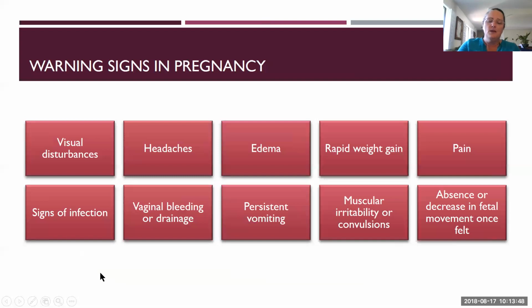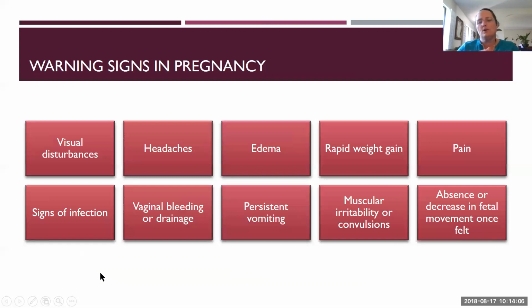Sometimes after an exam, when a patient wipes, there'll be a little bit of blood on the toilet paper. That's normal, but bright red running down your leg or filling a pad is not okay. Persistent vomiting, you're going to change your electrolyte balance. We need to fix that. Muscular irritability or convulsions could be a sign of preeclampsia or eclampsia.